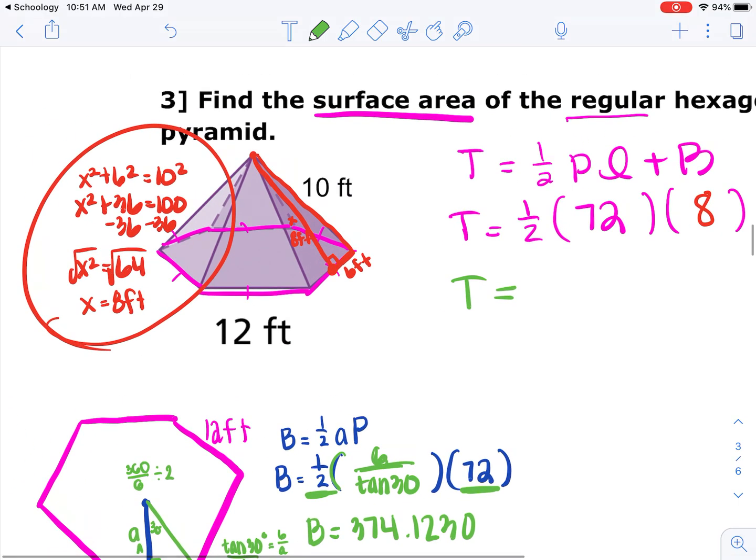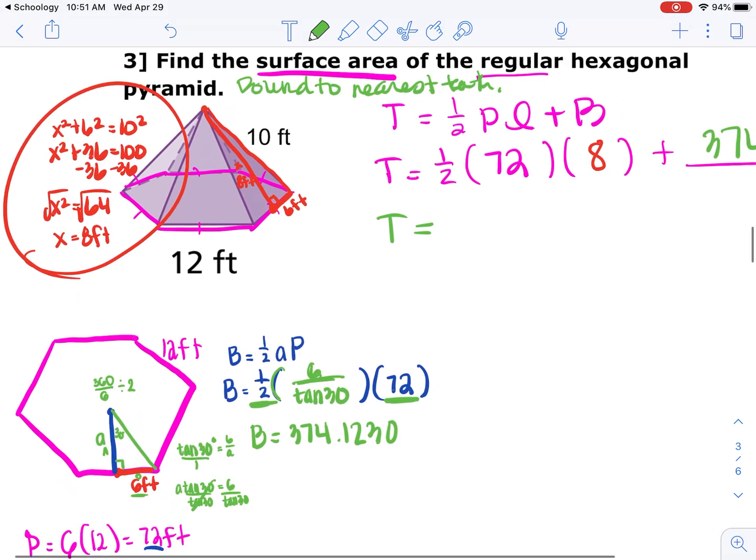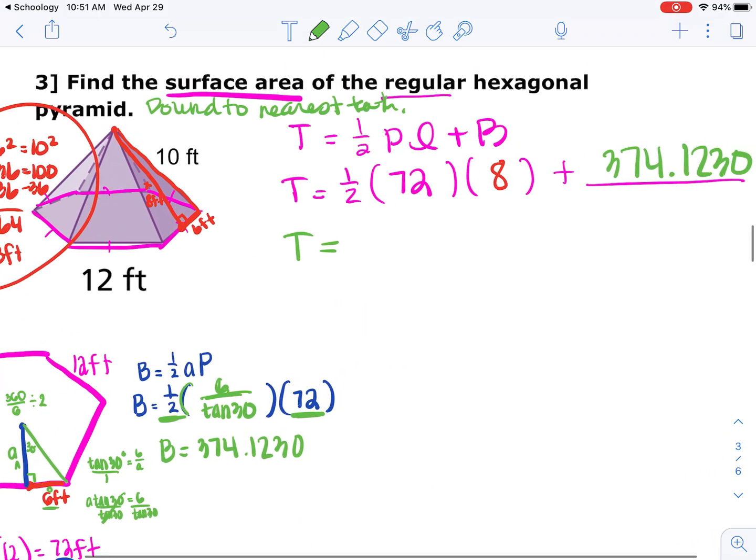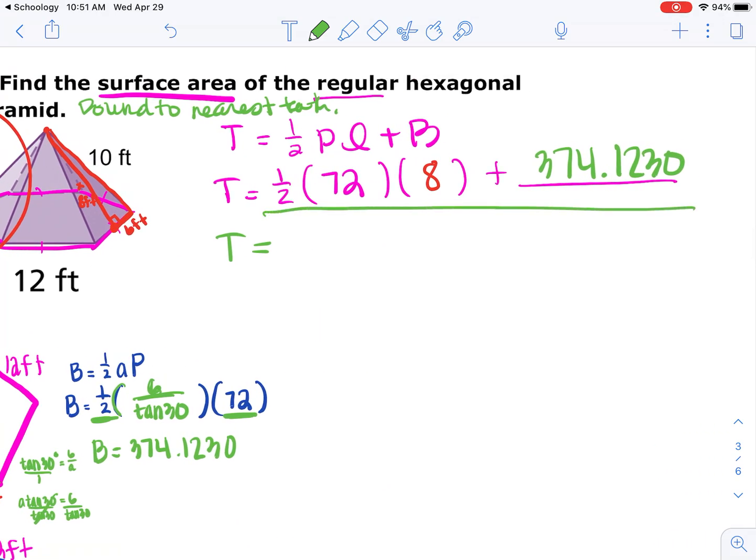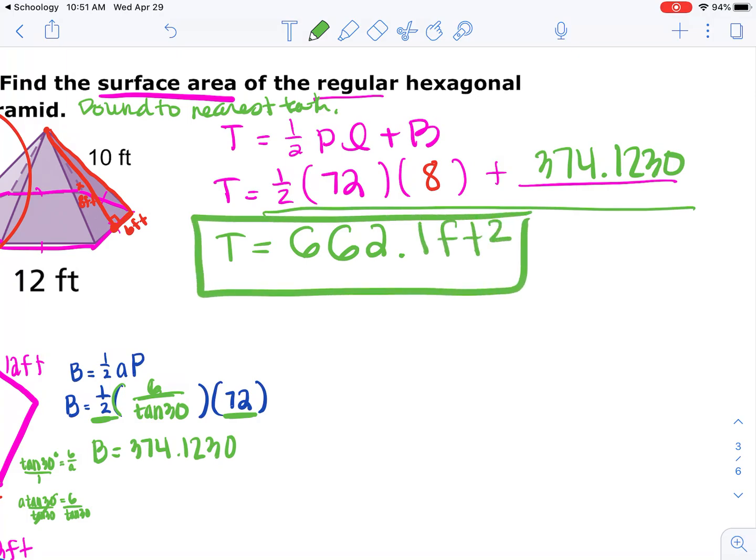374.1230. Does this say where to round to? No, it doesn't, but it should say round to the nearest tenth. I know what your test says, right? I know what your final says. Okay, so now I'm going to put this whole thing in my calculator, and I'm going to round this answer to the nearest tenth. So go ahead and try that. You can pause if you don't want to check it yet, but it's not going to hurt you to see what you're supposed to get, and then just look at your calculator and make sure you got that. 662.1 feet squared.